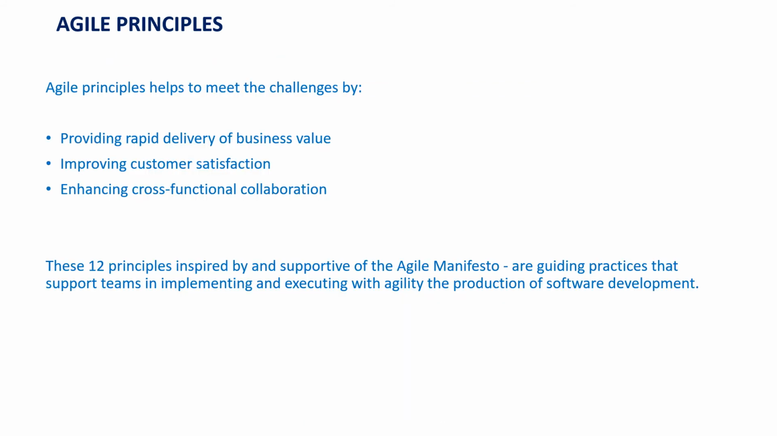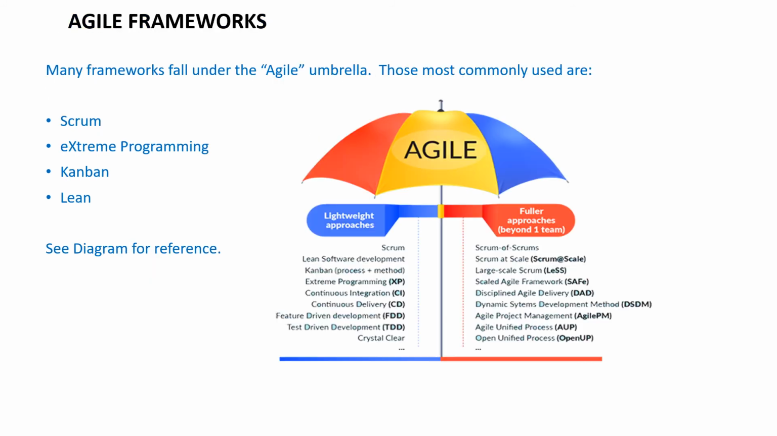The Agile principles help to meet challenges by providing rapid delivery of business value. The duration of the sprint generally falls between 2 weeks and a maximum of 4 weeks, within which they deliver business value, improving customer satisfaction and enhancing cross-functional collaboration, wherein multiple teams may be working and collaborating together. So these 12 principles, inspired by and supportive of the Agile Manifesto, are the guiding practices that support the team in implementing and executing software development with agility.